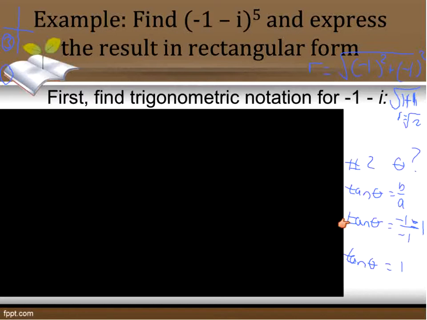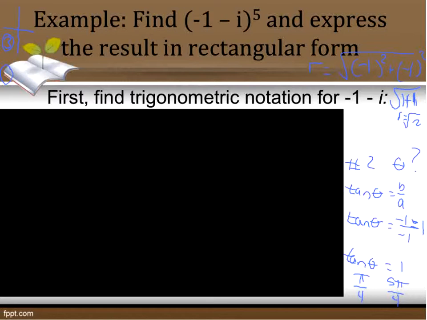Yeah, that's right where we're at. Yep, so tangent theta equals 1. So we need to figure out where does tangent theta equal 1? Well, at pi over 4, and at 5 pi over 4. They like to use radians.